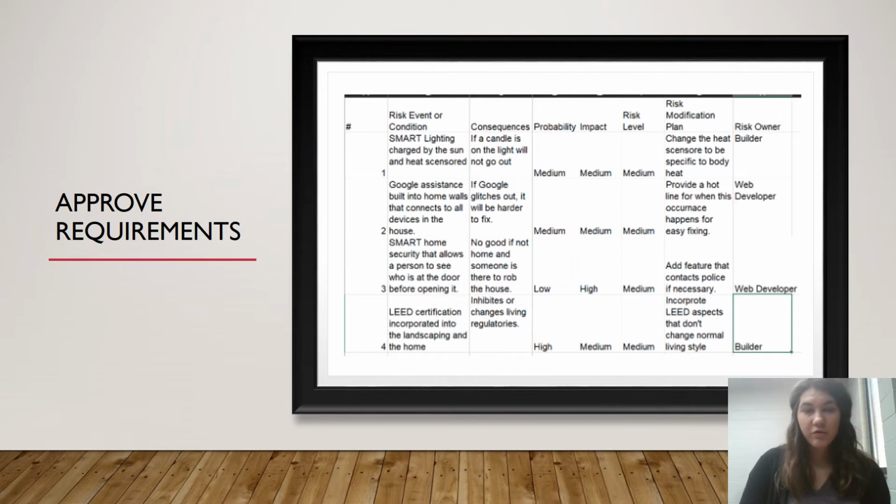And for approve requirements, we did a risk analysis, and this was to show really the benefits of the different solutions that were thought of, based on assessing the different risks or consequences, the risk level, impact, and probability, and then going off the modification plan, taking that all into account on which solution would really be the best for this project.